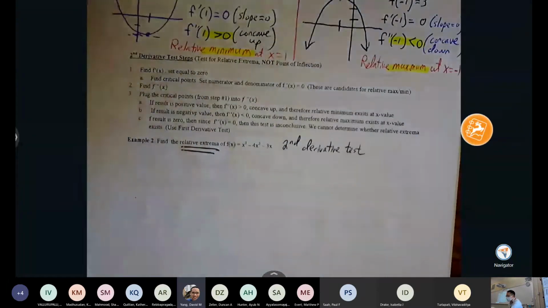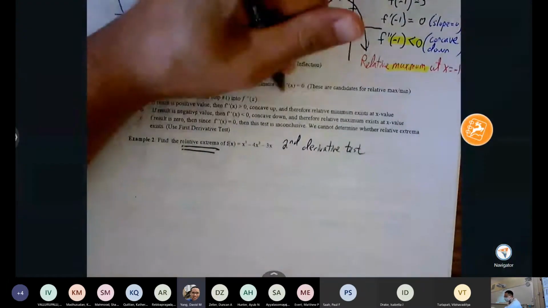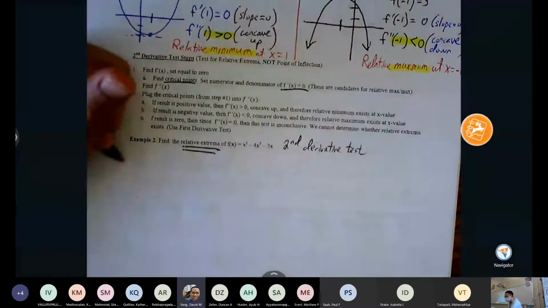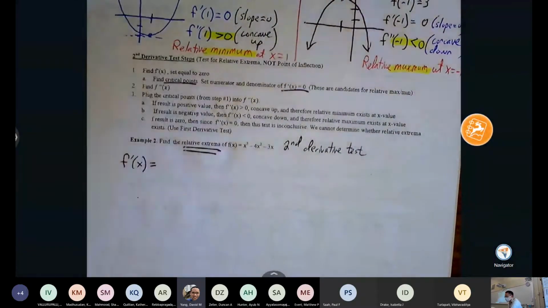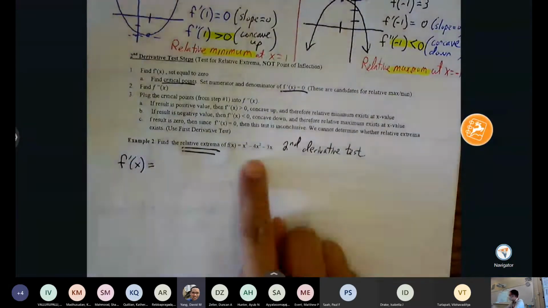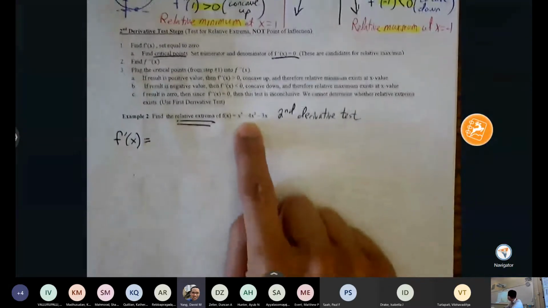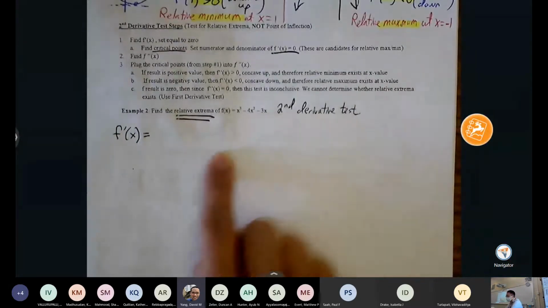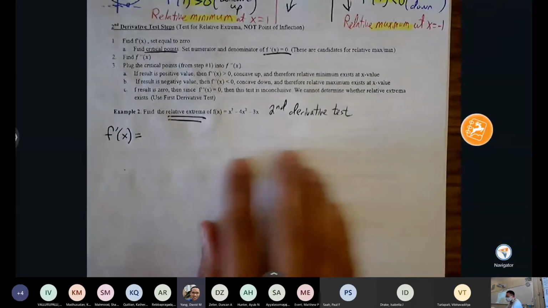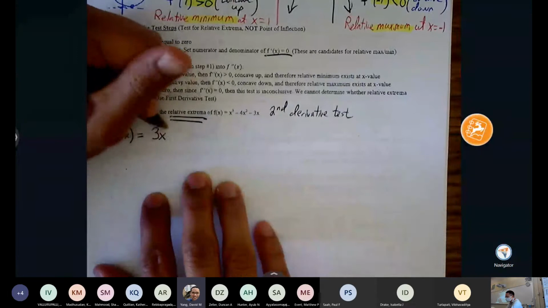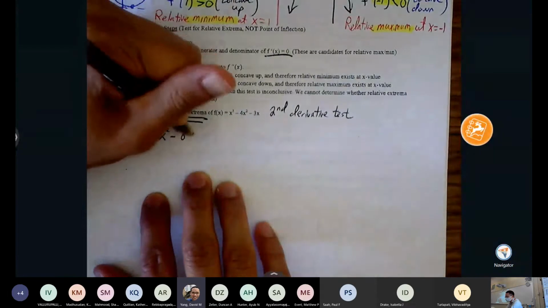So we're still going to find f prime. So we can go through the power rule, and what do we get here? What's our derivative? 3x squared minus 8x minus 3. Good.